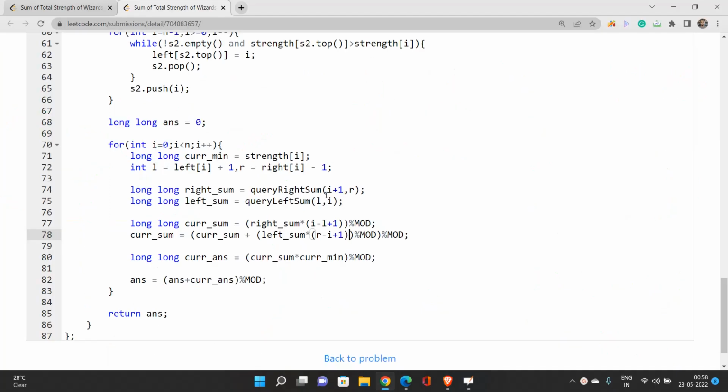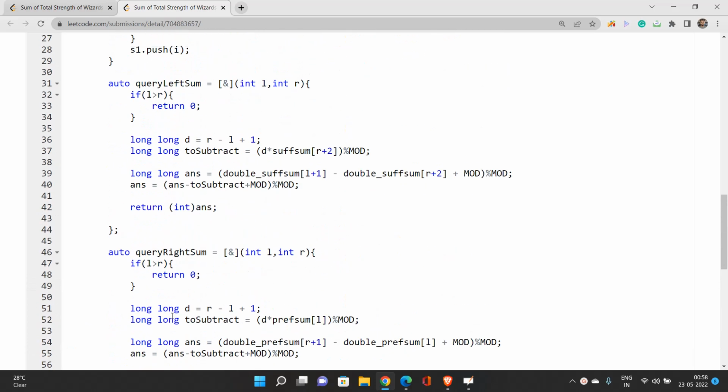And finally for the current answer, I will multiply the current sum with the current minimum and add all those current answers for each index, considering each index as the minimum element, and finally return the answer.